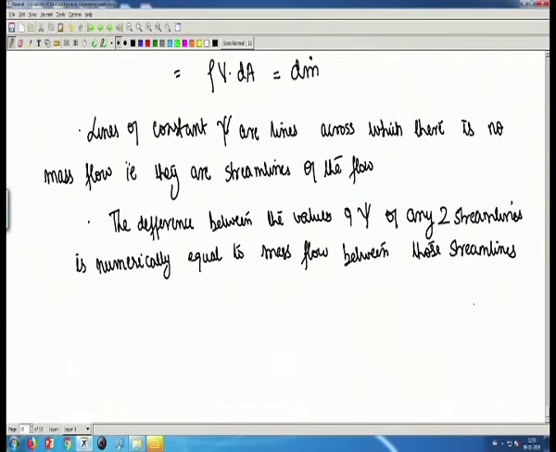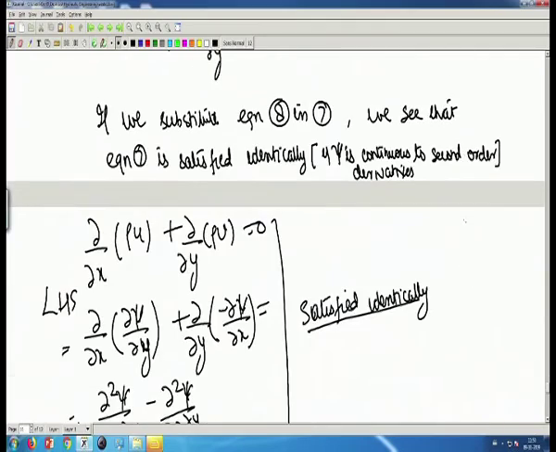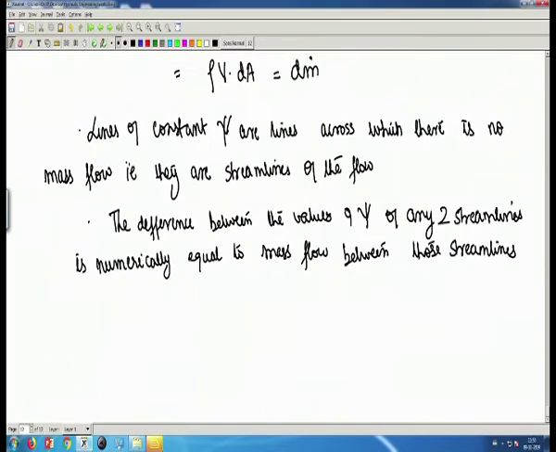So these are the two physical significances of stream function, that the lines of constant psi are lines across which there is no mass flow, and also the difference between the values of psi across any two streamlines is numerically equal to the mass flow between those two streamlines. All right. So this concludes our continuity equation. Now we are going to the conservation of mass. So I think it's the right time to start the new page.